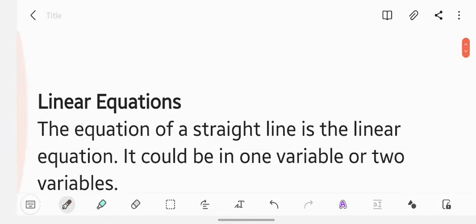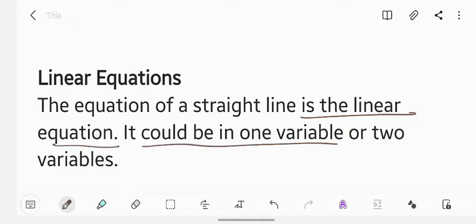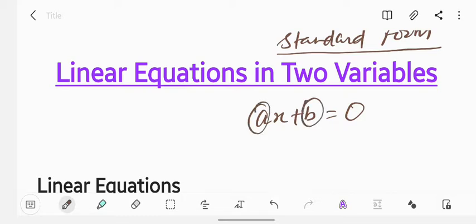So let's start now. The equation of a straight line is the linear equation. It could be in one variable or two variables. What does this mean? In your earlier classes, you have learnt about linear equations in one variable, whose standard form was ax plus b equals 0, where a and b are real numbers. We can call a the coefficient of x and b the constant term.